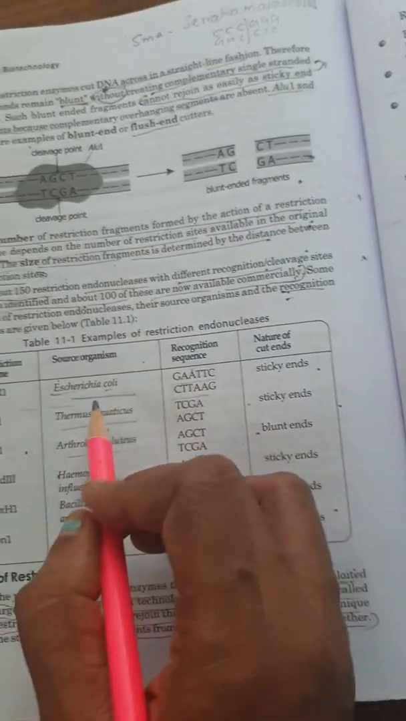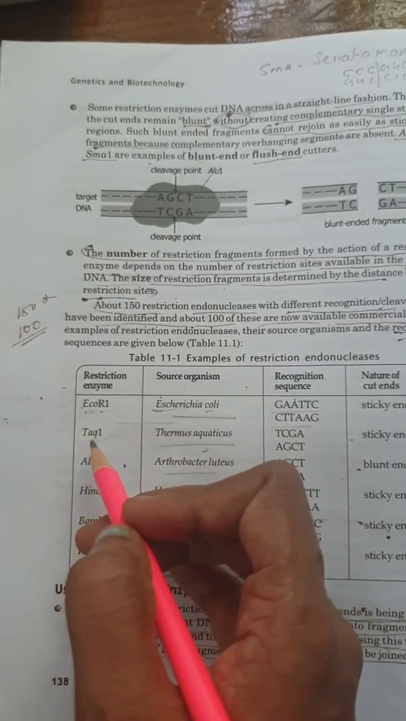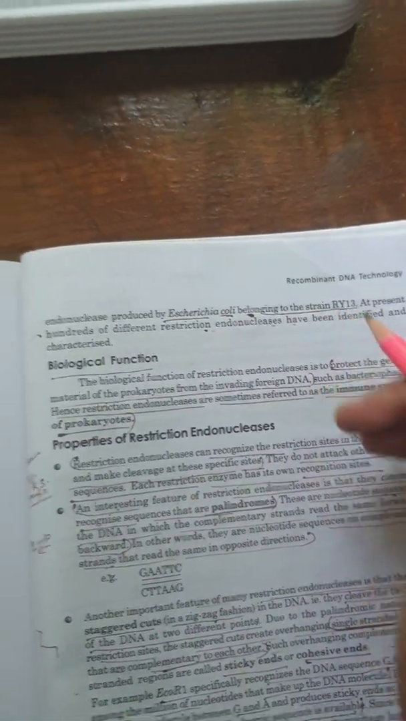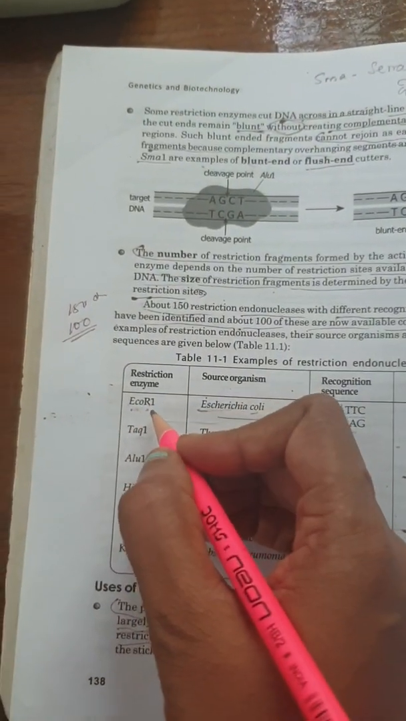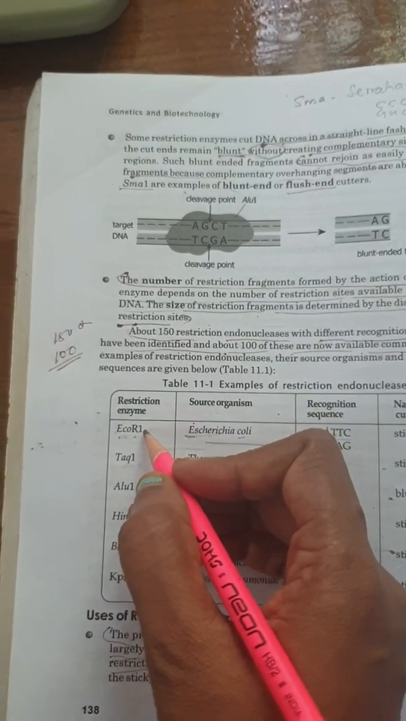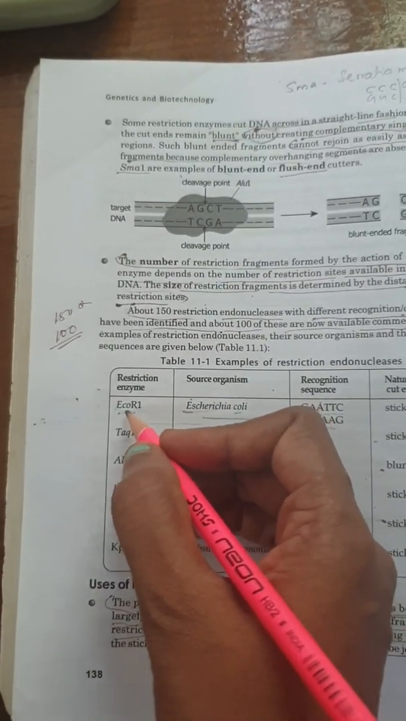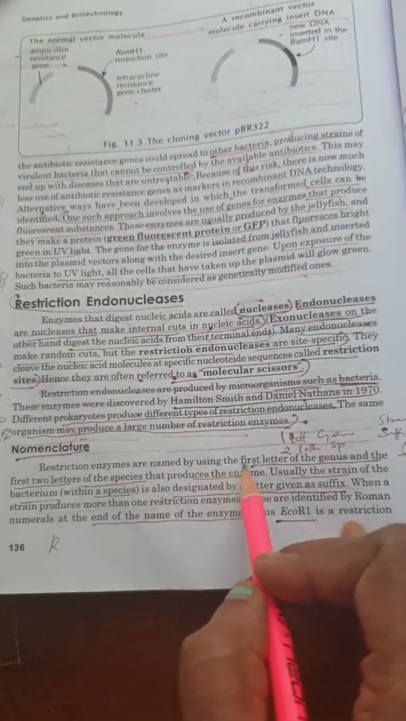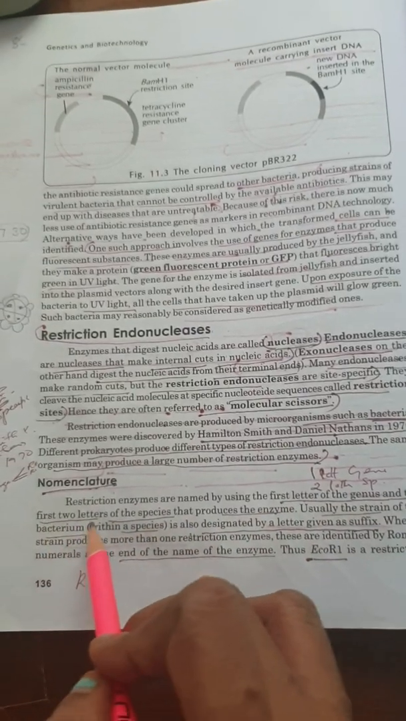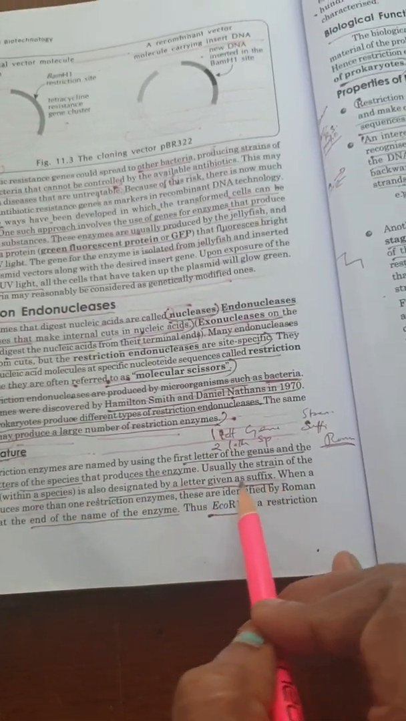And next, considering the strain of the bacteria, the strain of the microorganism. Here the strain is RY13, so R is taken from that, and this strain is producing only one type of restriction enzyme, so it is given the number 1, so EcoR1. So restriction enzymes are named by using the first letter of the genus, then the first two letters of the species, and then the strain of the bacteria, and that will be suffixed.